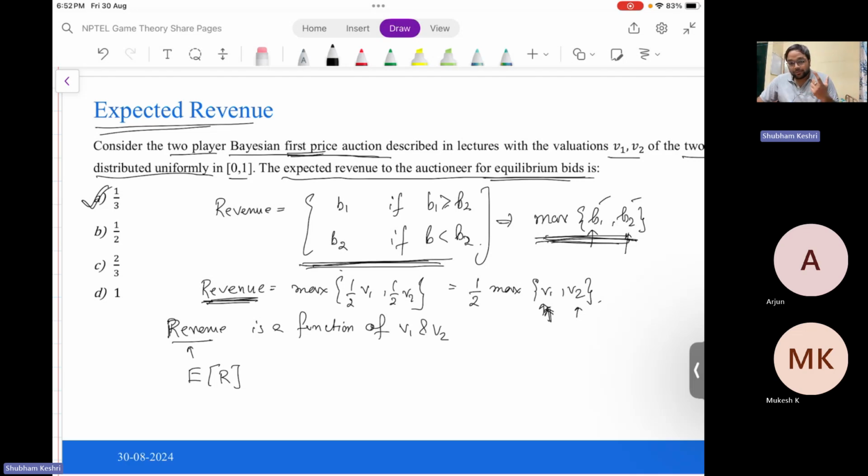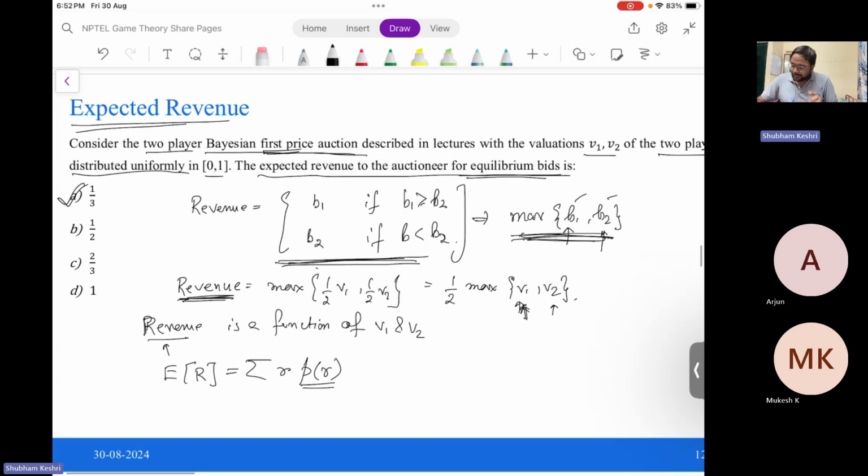If you remember our discussion, the expected value of a random variable is calculated as the summation of the value that the random variable takes times the probability of that value, or the probability mass function of that random variable. This is the expected value. Now you see this probability mass function. This r can take two values actually.